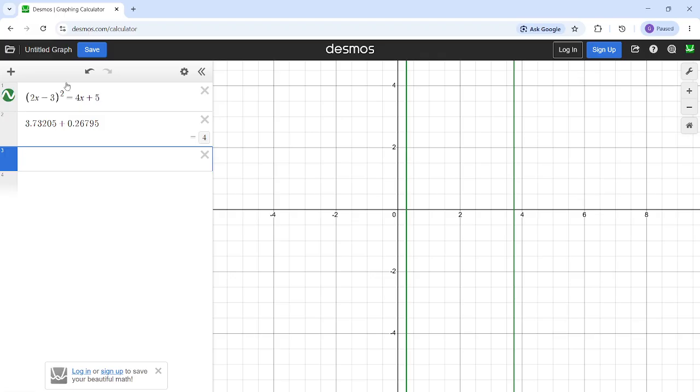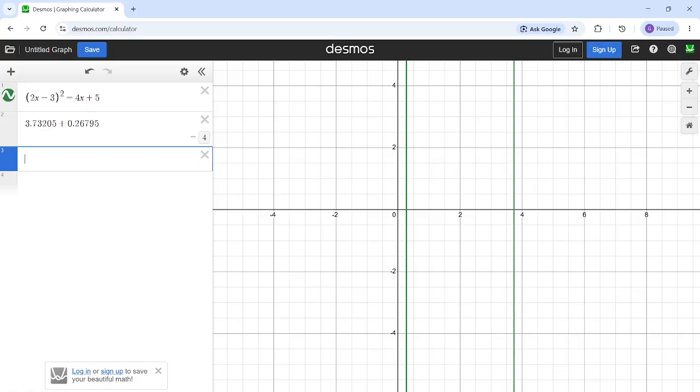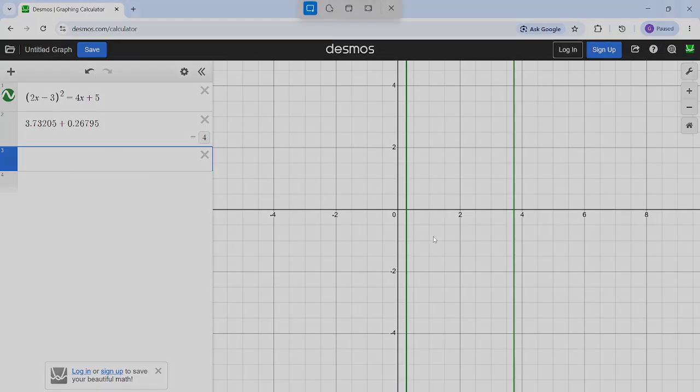But if you want to use it, you can just open the parentheses, add, subtract, take some time, and then solve using the formula. But the easiest way, again, is Desmos, all right? Let me send it to the channel again.